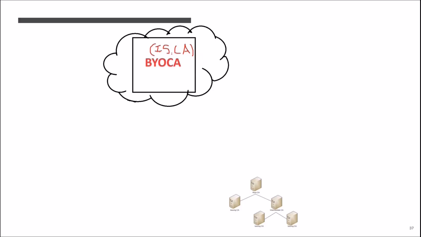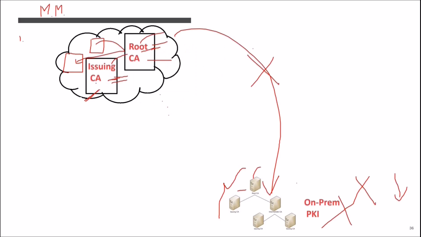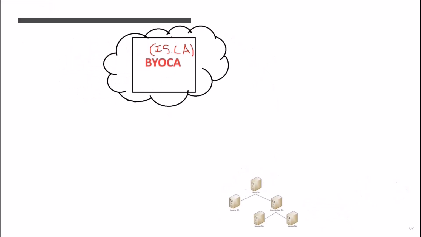This issuing CA, which I'm referring to as BYOCA, is similar to this. I mean, this is exactly the same. The only difference is that in the previous case, this issuing CA was talking with a root CA, which was also present in the cloud. However, in this case, things are going to be a little different. What we do is create an issuing CA, which we are also calling bring your own CA as well. I'll let you know why we are calling it that. But in this case, we are not creating any root CA.